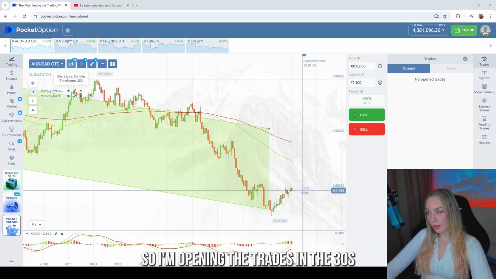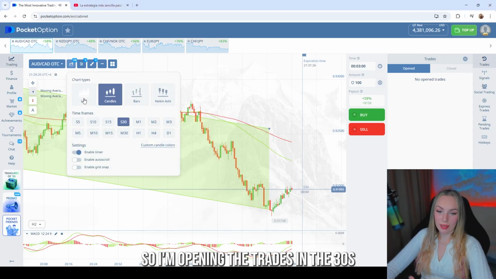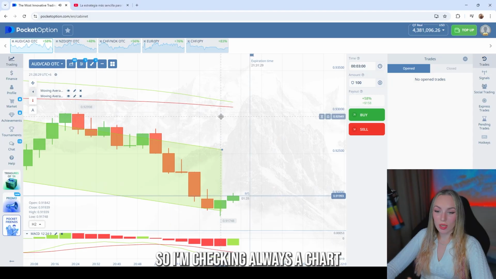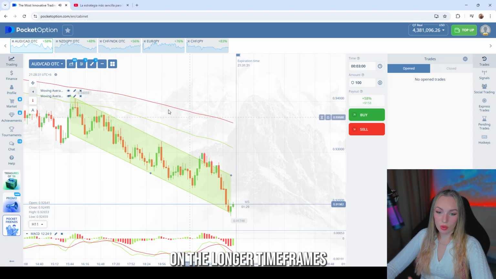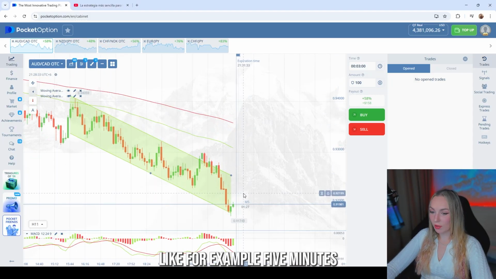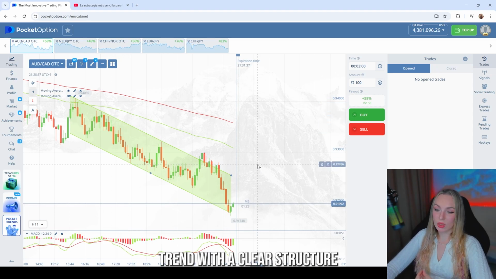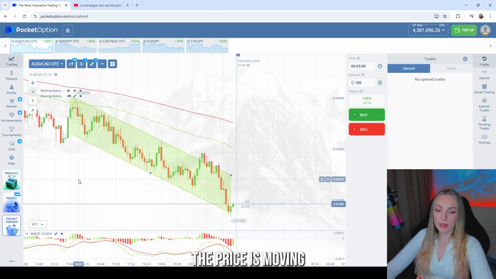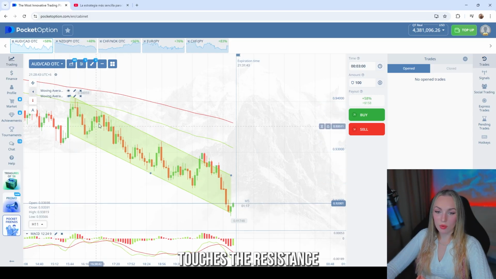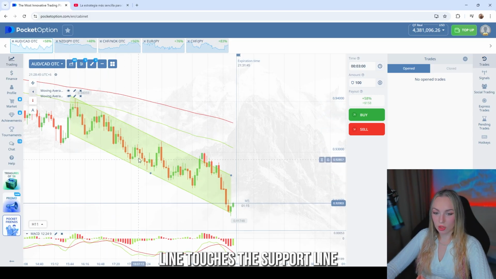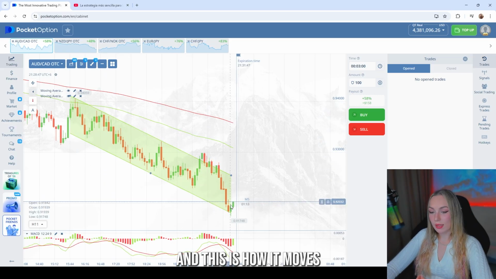So I'm opening the trades in the 30 seconds time frame, so I'm checking always the chart on the longer time frames, like for example 5 minutes. So here I see the strong trend with a clear structure. The price is moving in the downward channel. It touches the resistance line, goes down, touches the resistance line, touches the support line, and this is how it moves.